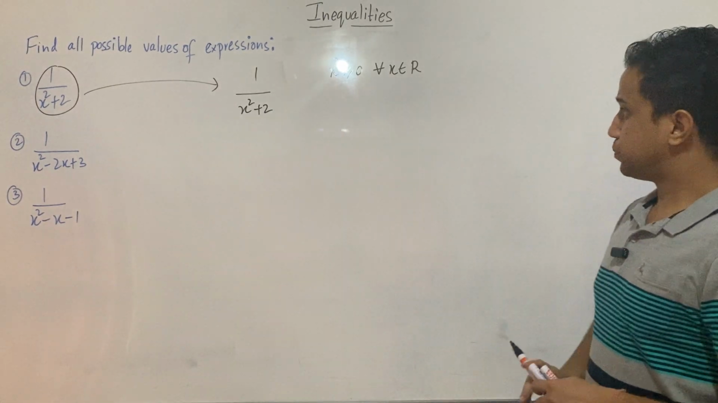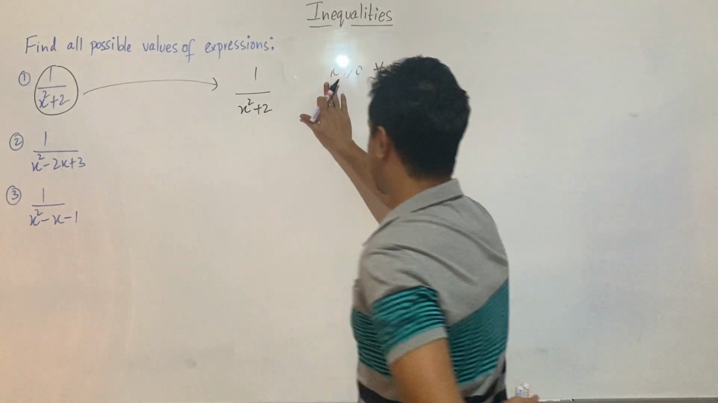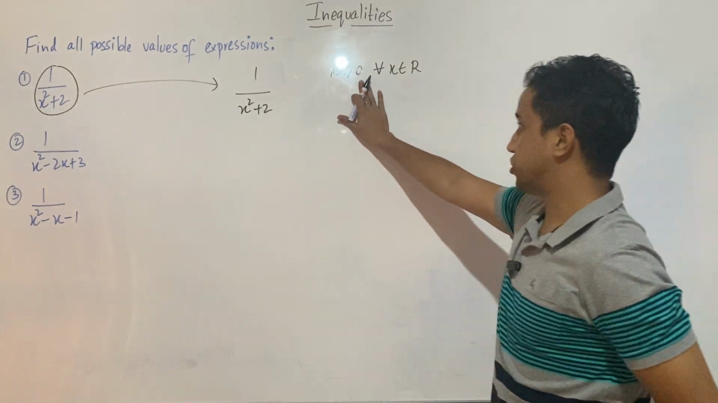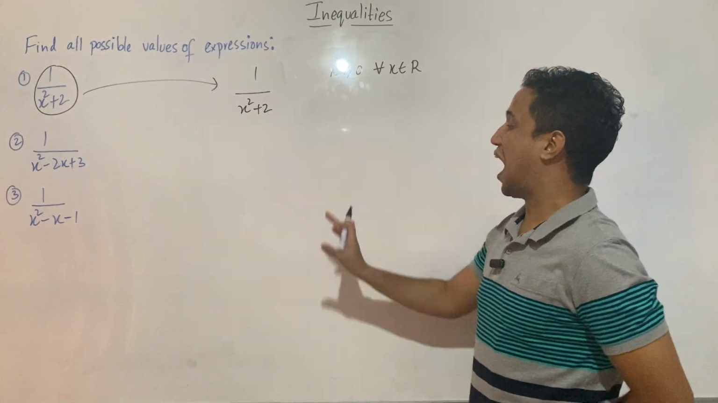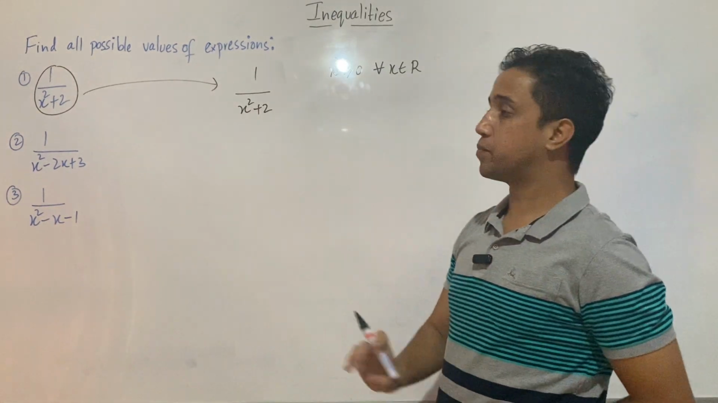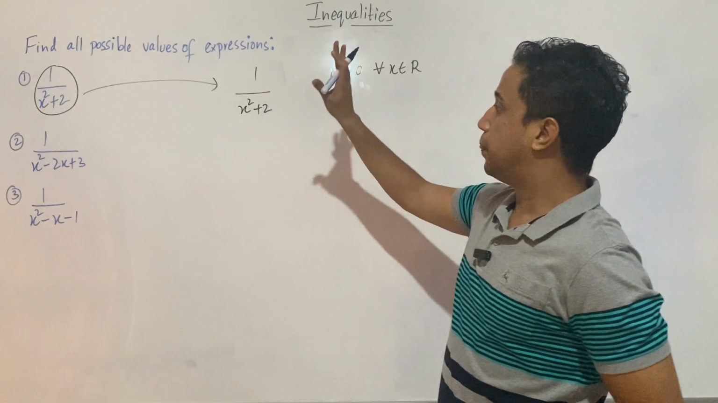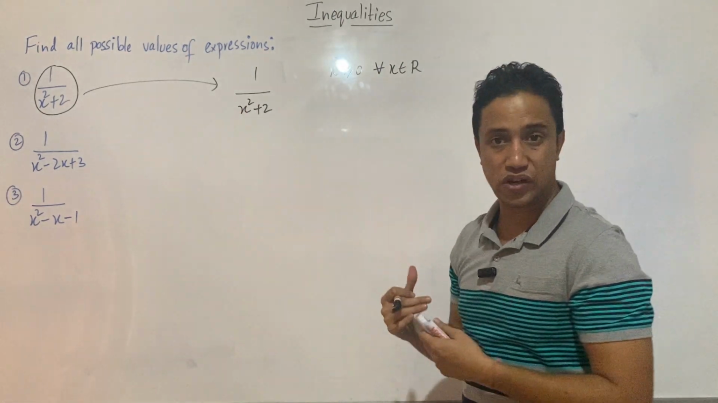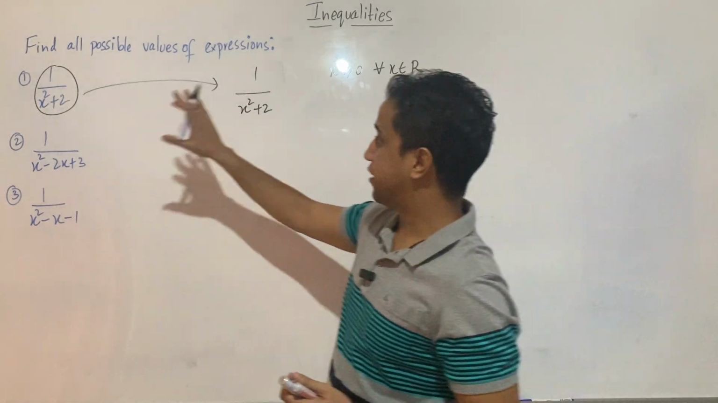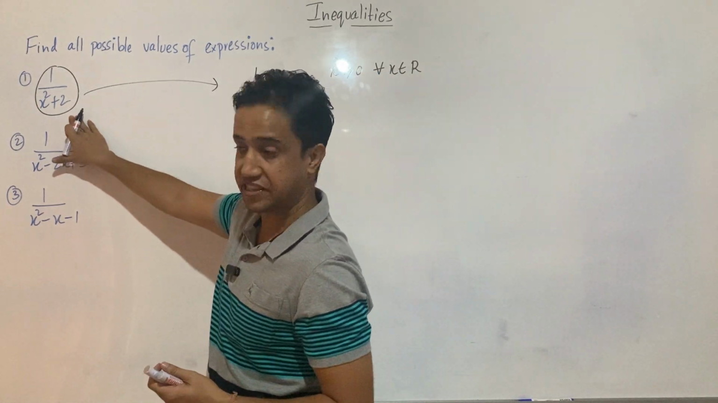Now, I know that x square is going to be greater than or equal to 0 for all x. But that's not what I want. I want x square plus 2. Because if I get the possible values of x square plus 2, then I can take the reciprocals and find all the possible values of this expression too.